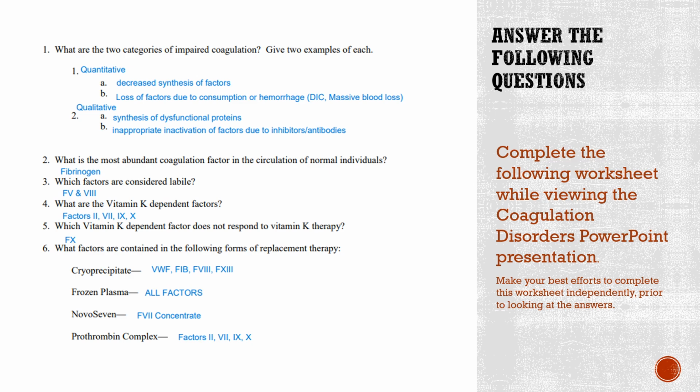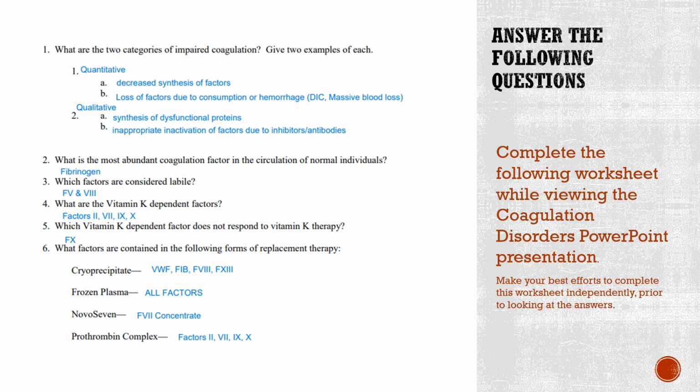Okay, number 2, what is the most abundant coagulation factor in circulation in normal individuals? And that is fibrinogen. Which factors are considered labile factors? And that would be factors 5 and 8. What are the vitamin K dependent factors? We're going to have factor 2, factor 7, factor 9, and 10. And an easy way to remember that is 2 plus 7 equals 9, and then 10 follows. Which vitamin K dependent factor does not respond to vitamin K therapy? And that, of course, is factor 10. Factor 10 has a mind of its own.